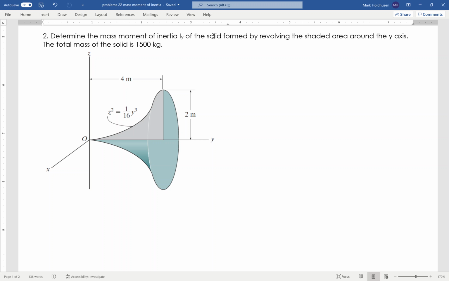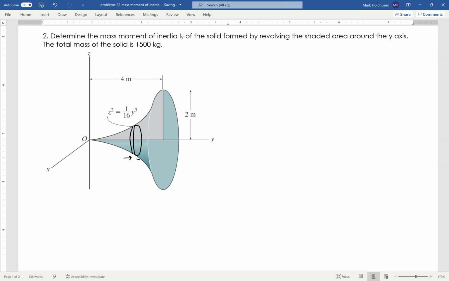All right, I want to find the mass moment of inertia of this solid about the y-axis, okay? And I know that it has a total mass of 1,500, and we'll get to why that's important in a second. The thing I'm going to do here is break this up into thin disks, okay? And then add those up.